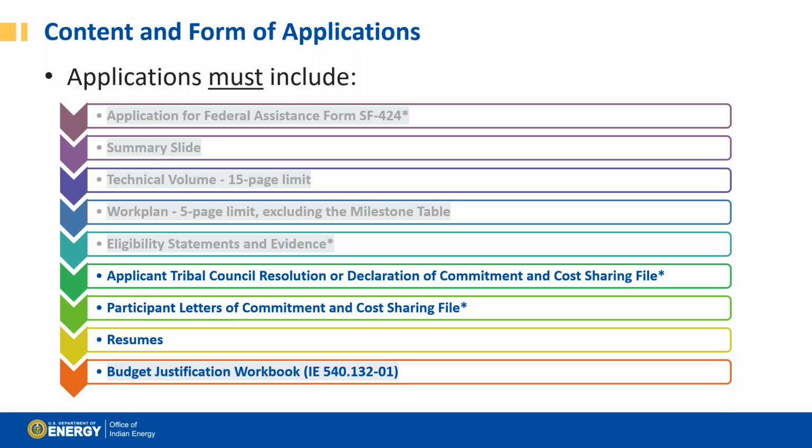uploading with your application. All right, the 9th required application document is a budget justification workbook. This workbook is also known as Form IE 540.132-01 if you're interested, and it is a required form and must include both the funds being requested from DOE as well as those proposed as cost share. I'll repeat that. The budget and the budget justification must reflect all project costs, regardless of whether those funds are being requested from DOE or provided as cost share.